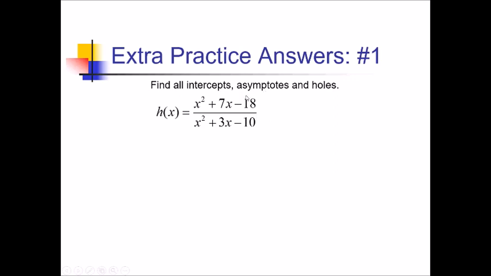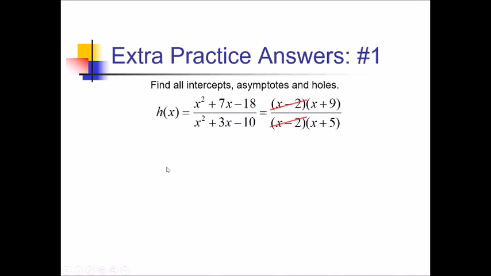So up top, we need numbers that multiply to negative 18 and add up to positive 7. Negative 2 and positive 9 will do the job up there. Down below, we need to multiply to negative 10 and add up to 3. So if we have negative 2 and positive 5 with my x's in parentheses, that'll do it. And we see here that the x minus 2's can cancel. So that's going to leave us with a simplified function of x plus 9 over x plus 5.